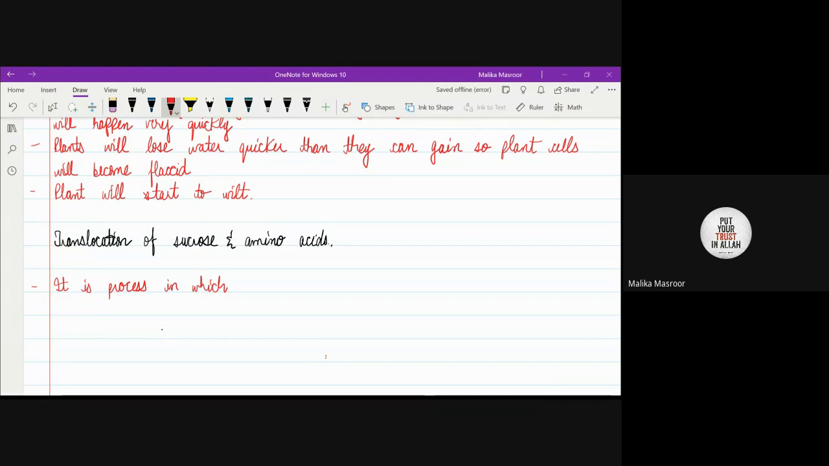Substances made in the leaf, especially sucrose and amino acids, are transported to other parts of the plant.